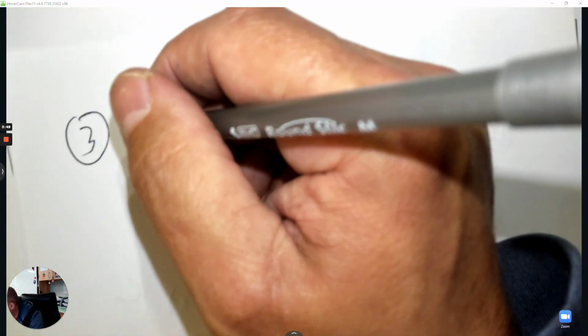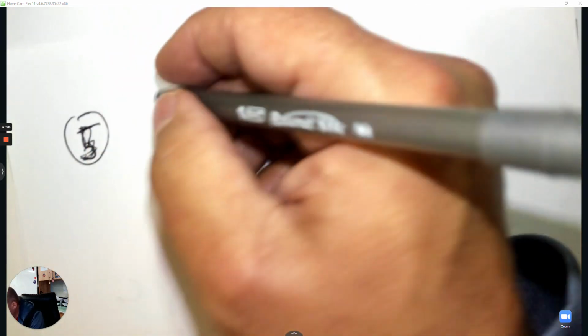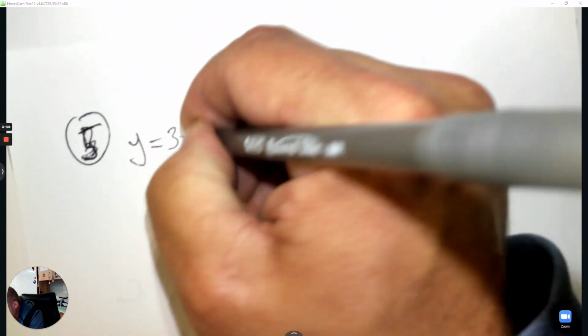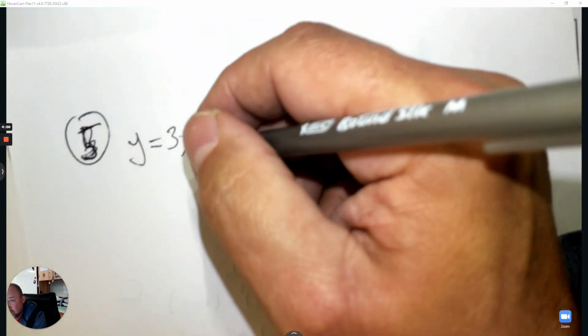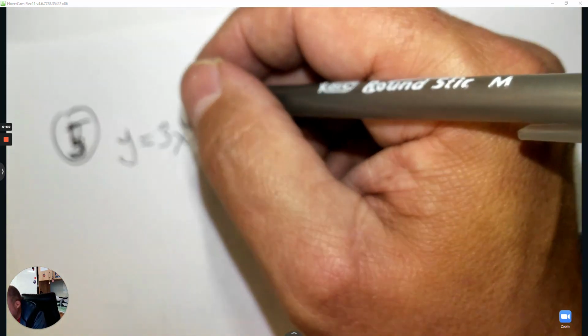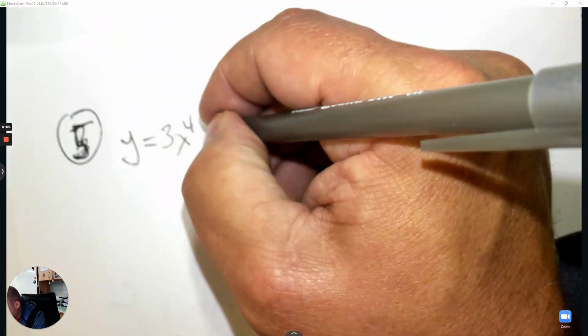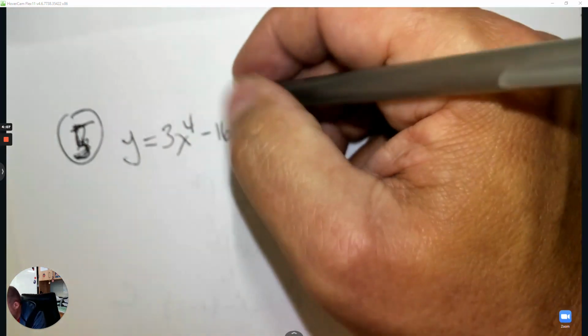All right, number 3. I don't see number 3. It says number 5, so I'm just going to say what number it says. Number 5. We have y equals 3x to the 4th. This is actually taken from a prior AP exam from the 90s. It's okay, calculus hasn't changed from the 90s.